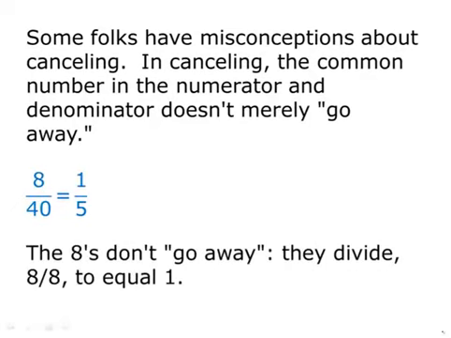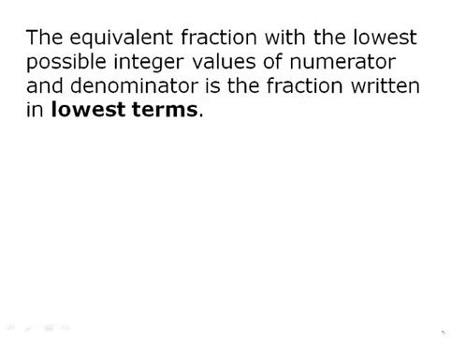The 8's don't go away. They divide 8 over 8 to equal 1. This is a crucially important idea for anyone who previously has been using the go away understanding of canceling. The equivalent fraction with the lowest possible integer value of numerator and denominator is the fraction written in lowest terms.